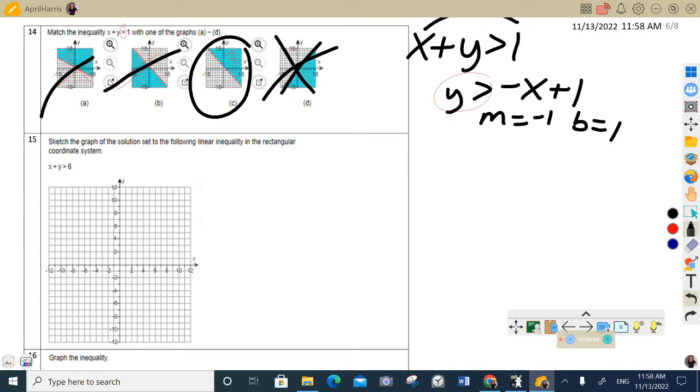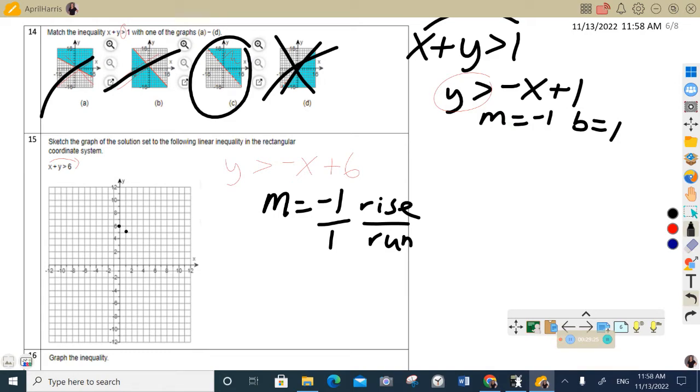Question 15 wants you to sketch your own graph. So if you want to solve for y, all you got to do is move x to the other side. So we get y is greater than negative x plus 6. So your y-intercept is 6, so you go up to 6 and put a dot. The slope is negative 1. So that means that's your rise over your run. So you're going to rise down 1 and run right 1. So down 1, right 1 is right there.